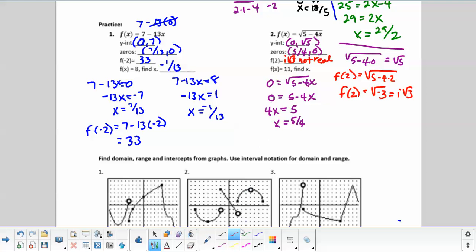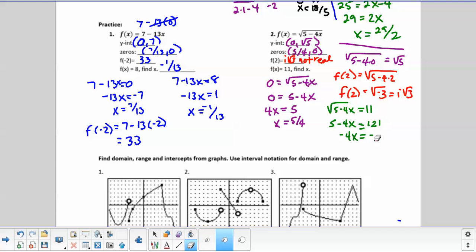Okay, and last one, f of x equals 11. So your answer is 11. So you set your function equal to 11, square both sides, and solve for x. Okay, and negative 29.